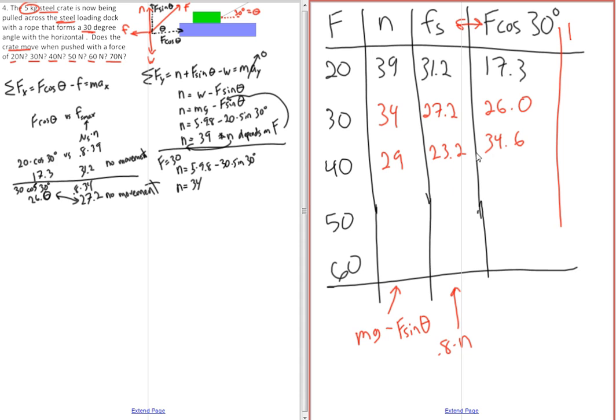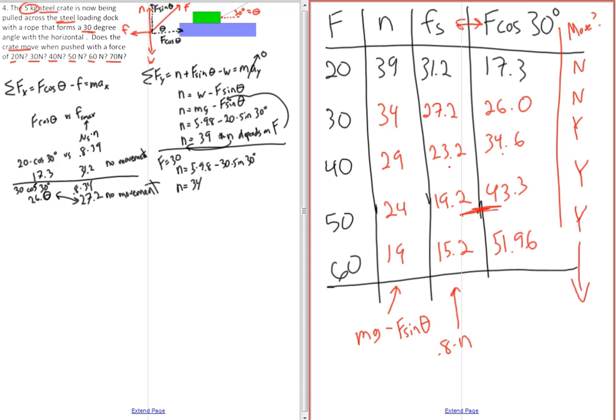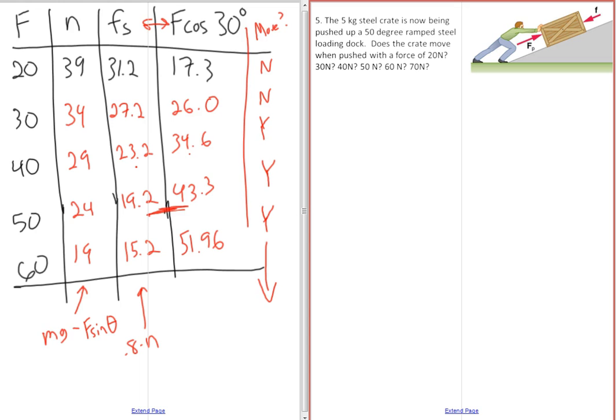Alright, and finally we have a situation where F cosine theta, or F cosine 30, is more than the static friction force, which is awesome. That means that even though there was no movement there, yes, there is going to be movement here if we start pulling that with 40 newtons. And that trend just continues for 50. When I compare those two, we've got 19.2 versus 43.3. 60, we've got 15.2 versus 51, yes. And that's just going to continue all the way down the line.